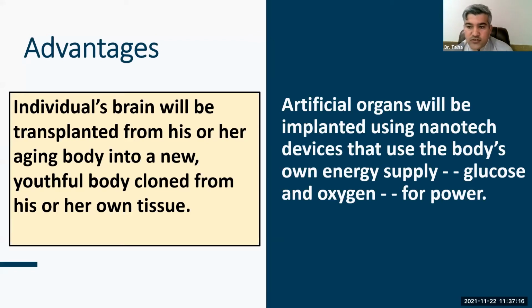And artificial organs will be implanted using nano devices, and there will be, for example, a further improved version of the body, in the sense that it will be augmented with nanotechnological tools that will allow less glucose consumption and less energy consumption.